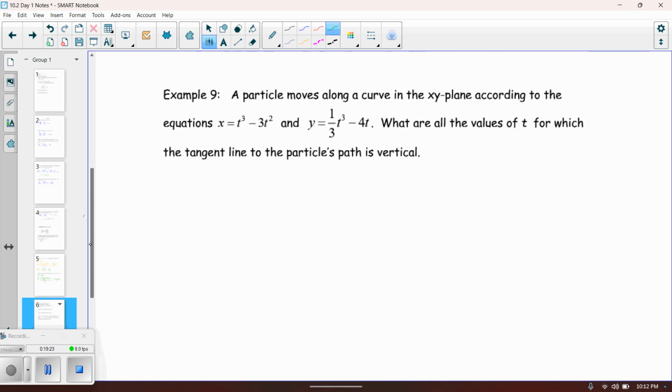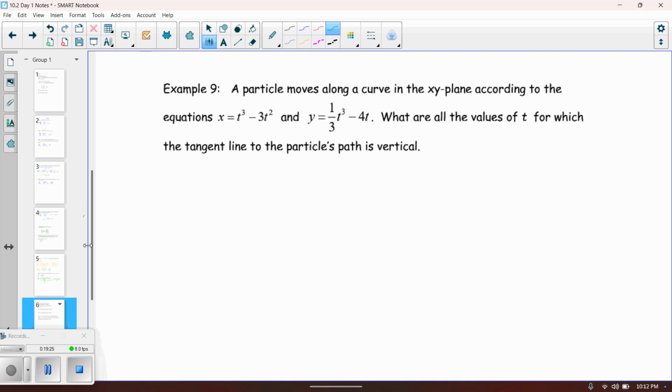And our one example here says, a particle moves along a curve in the xy plane according to the equations that are given. What are all the values of t for which the tangent line to the particle's path is vertical? So we are looking for a vertical tangent line and the values that that's going to occur at. So we are looking for where dx over dt equals 0. Well, let's figure that out. First thing we need to do is find dx over dt.